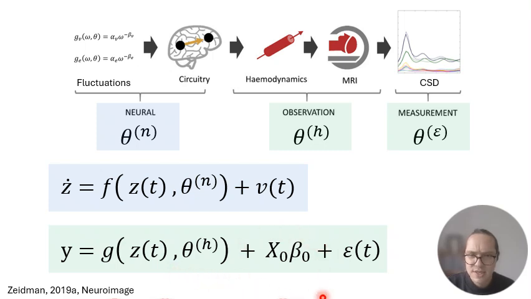We then have this design matrix here, which is going to model things like movement or uninteresting effects that we're not interested in during our scan, but subject level uninteresting effects basically. And then we've got some measurement noise term here at the end. So overall, this is how our first level DCM is going to look for cross-spectral densities.